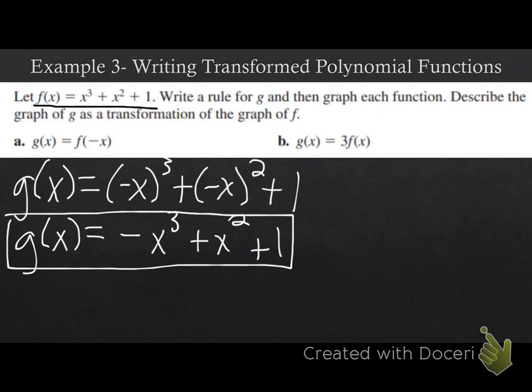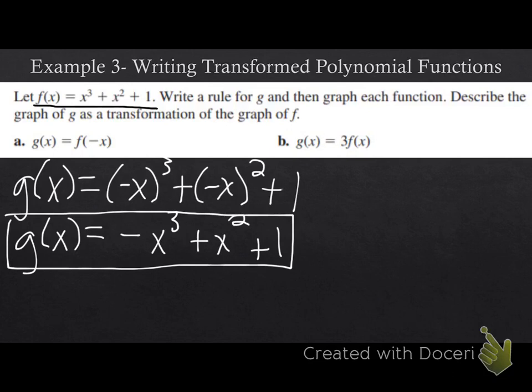Well, we're not done with it, are we? No. We wrote the rule for g. We graphed each function. Now what does it want us to do? Describe the graph of g as a transformation of the graph of f. So we can see this from our graph, or we can just see what we did to f of x.